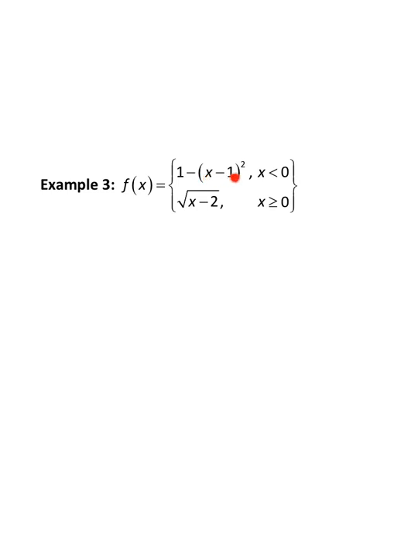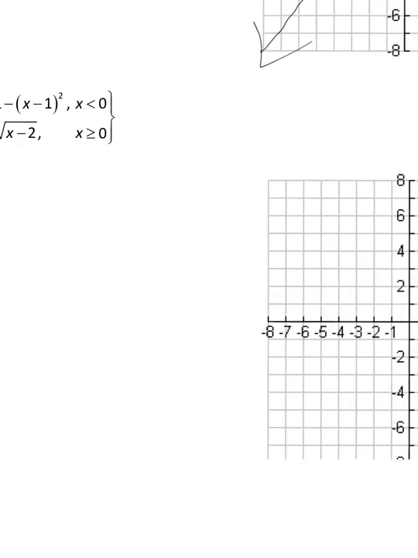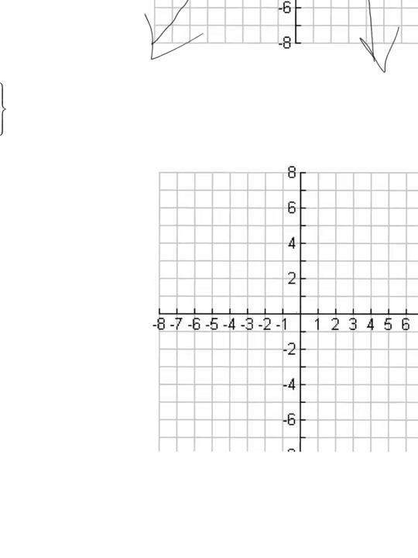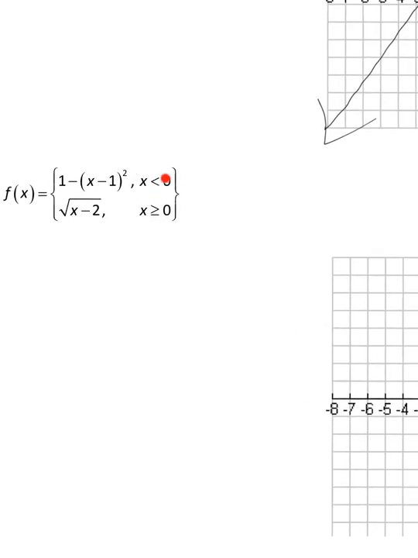So I have 0 minus 1 squared. 1 squared is positive 1. And I have 1 minus 1 is 0. So at 0, we have an open circle at (0, 0). And it's an open circle because we have a less than symbol. We also want to get more values other than just 0, and it's less than, so I'm going to go to negative 1. So I'm going to take negative 1 and plug it in for x here.